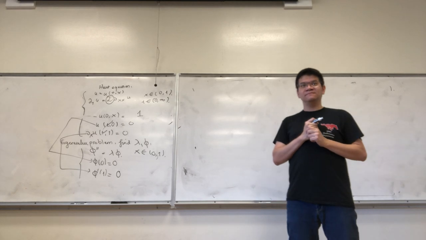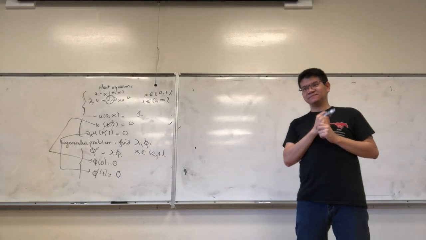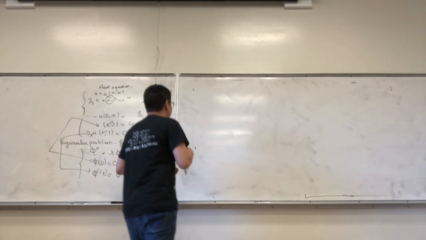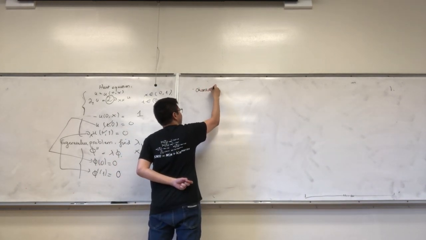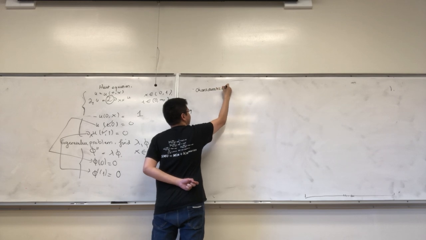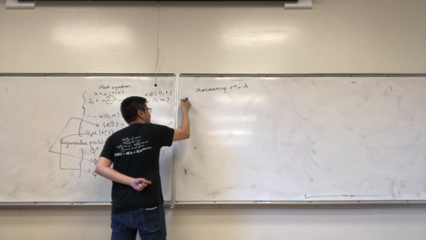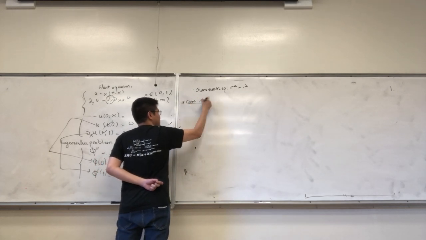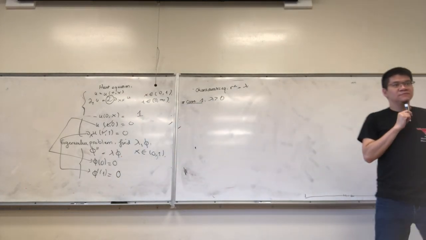You have to solve for lambda by setting up the different cases for lambda being greater than, equal to, or less than zero. So you have to consider the characteristic equation, right? r squared is going to be lambda. And case number one, lambda is positive. So what happens when lambda is positive?